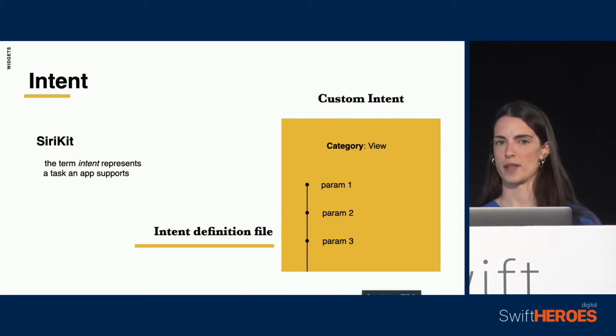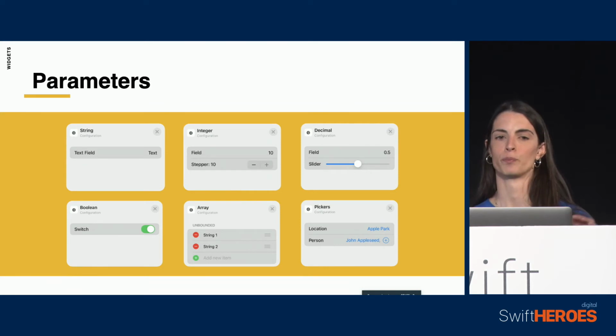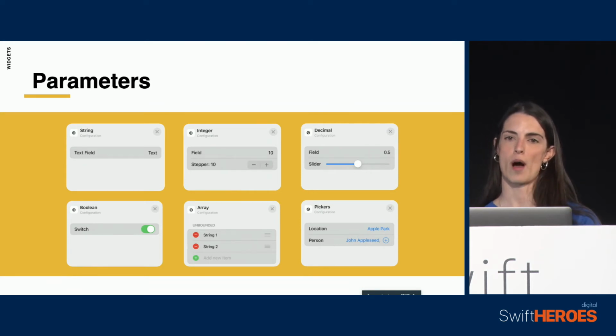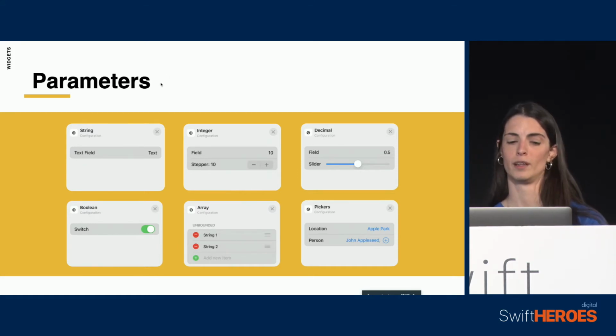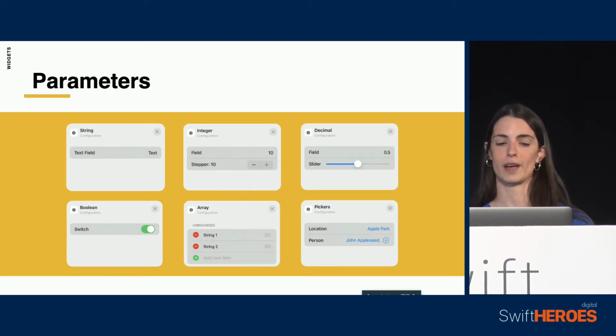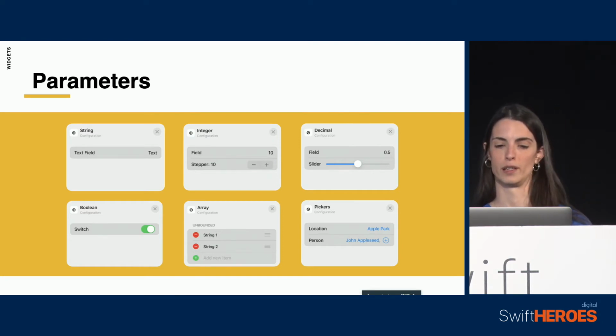Every parameter that you add in this array will be a row that will be added in the configuration UI of the widget. There are many different types of these parameters, so you don't even have to worry about the UI of these parameters because there is a default implementation that Apple provides. So you can add a string, and this will create a text field where you can write in. Or you can have Boolean parameters that will create a switch, and so on. You can choose integer pickers for location or person.